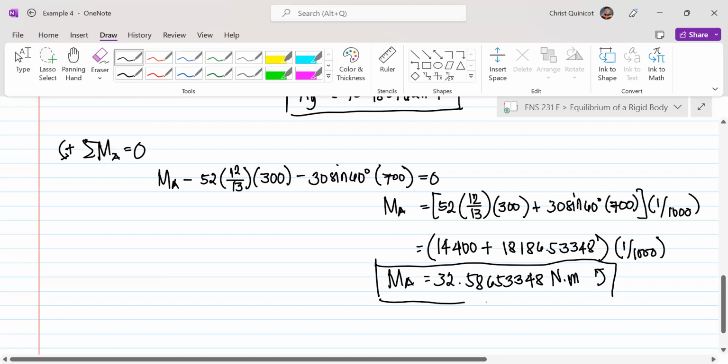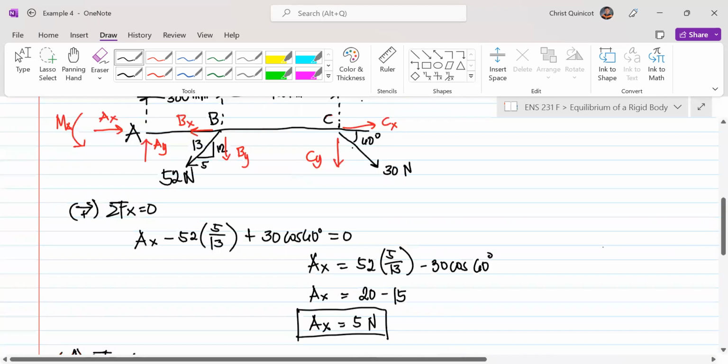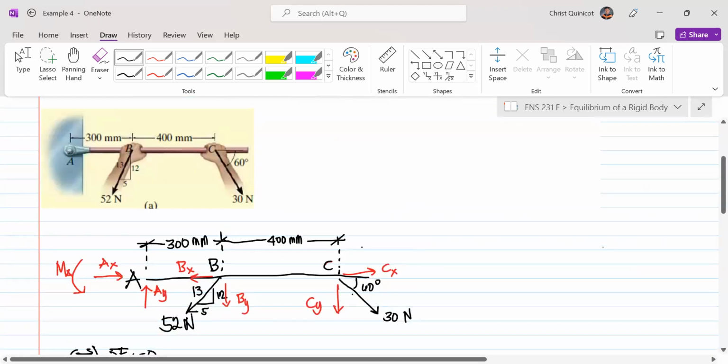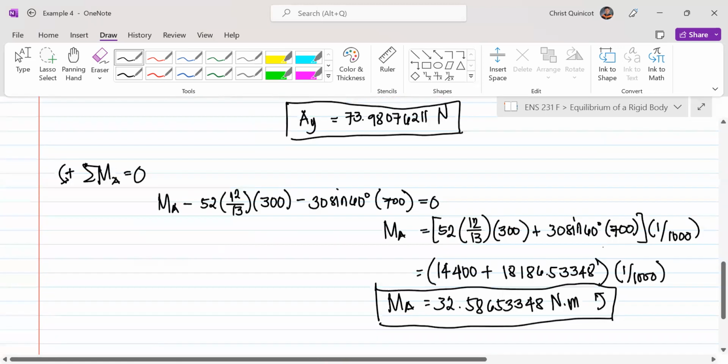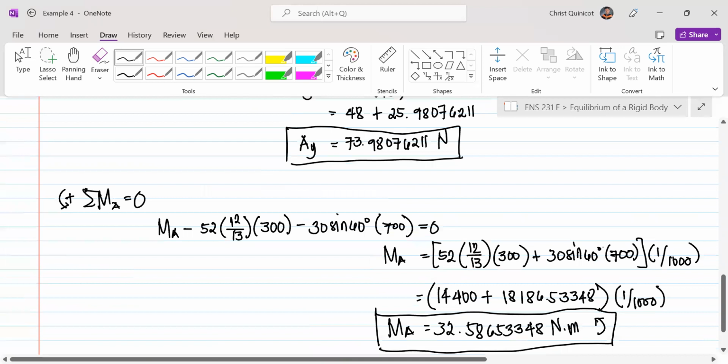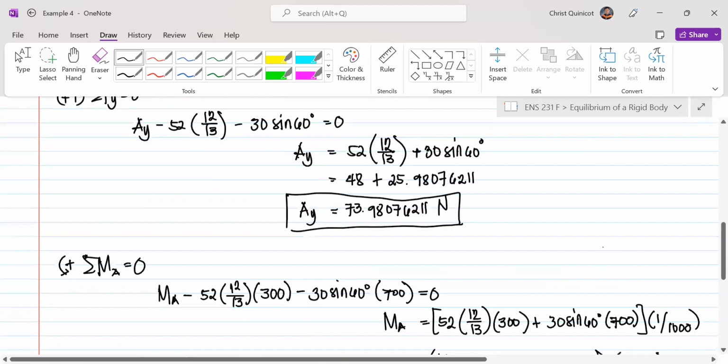So because of this moment, 32.58653348 Newton meter, when we apply 52 Newton going down to the left and 30 Newton going down to the right, the wrench does not move because there is a corresponding moment that opposes these two forces.